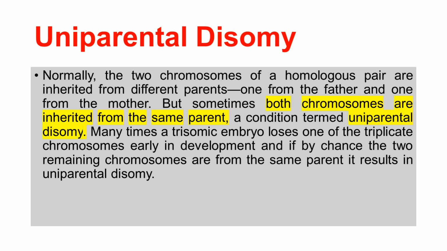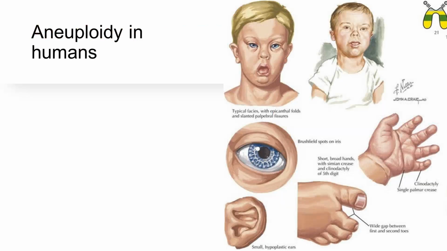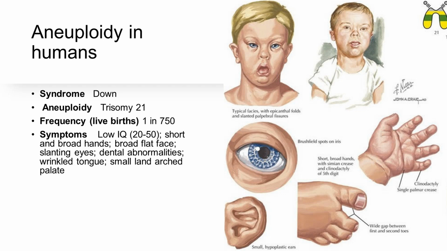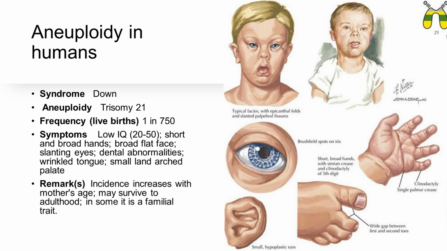Aneuploidy in humans. Down syndrome. Aneuploidy trisomy 21. Frequency, live births, 1 in 750. Symptoms: low IQ, 20 to 50, short and broad hands, broad flat face, slanting eyes, dental abnormalities, wrinkled tongue, small high-arched palate. Remarks: incidence increases with mother's age, may survive to adulthood, in some it is a familial trait.